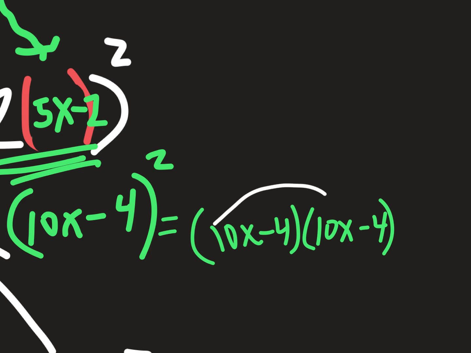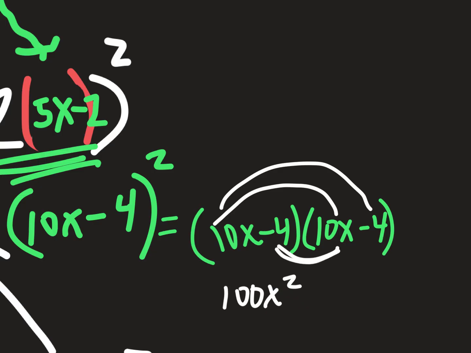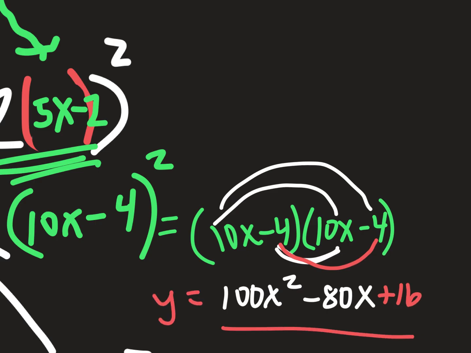So 10x times the 10x is 100x squared. 10x times the negative 4 is negative 40x, and this makes another negative 40x, makes negative 80x. And the last thing we haven't done yet is the negative 4 times the negative 4 makes positive 16, and there's your final answer. 100x squared minus 80x plus 16.